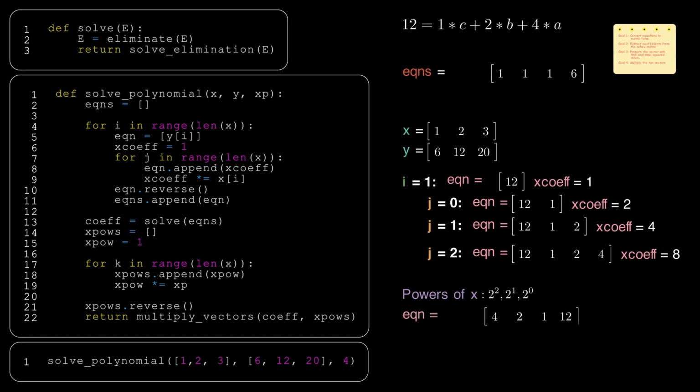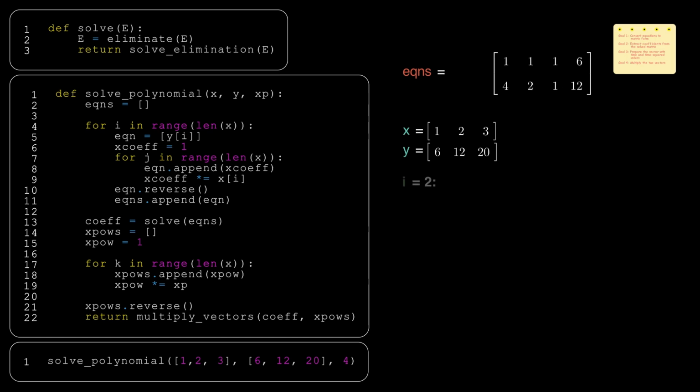We then reverse the equation and add it to the equations. In the third iteration, with x2 equal to 3 and y2 equal to 20, we continue by adding the value at y2, representing the traffic value from the third equation, to the equation list. We then carry forward the x cof variable to store the powers of x for this iteration, starting again with the initial value as 1.